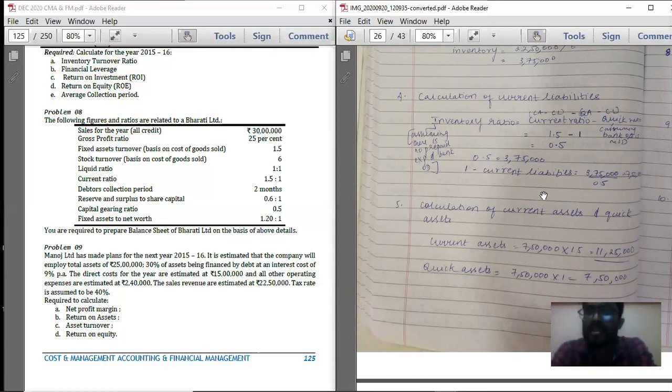Below that, current assets is equal to 7,50,000 into 1.5, which is equal to 11,25,000. Below that, quick assets is equal to 7,50,000 into 1, which is equal to 7,50,000.